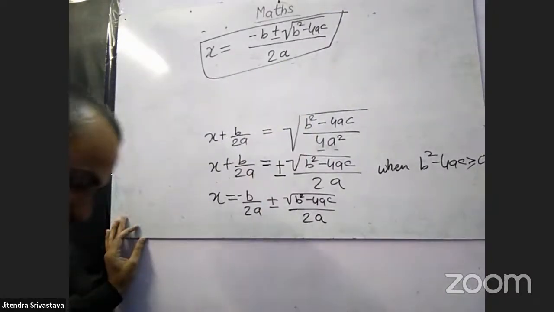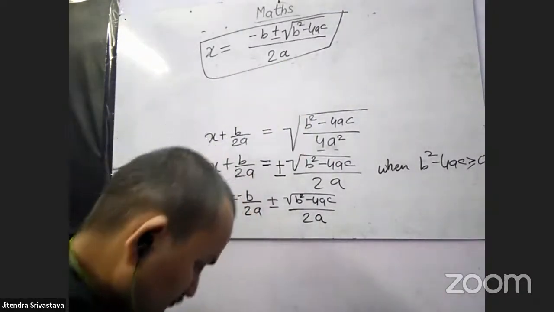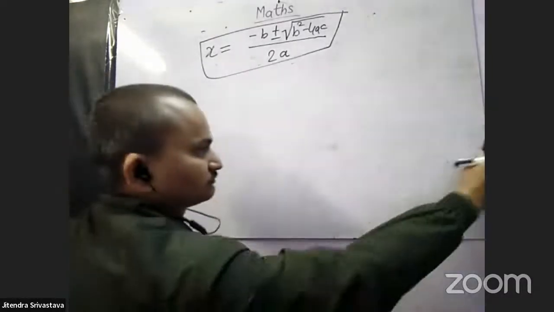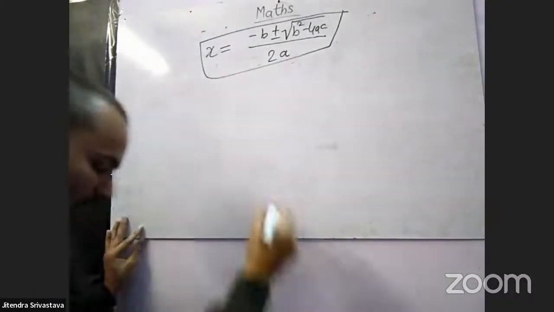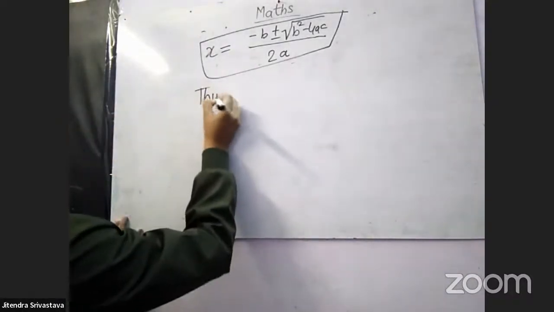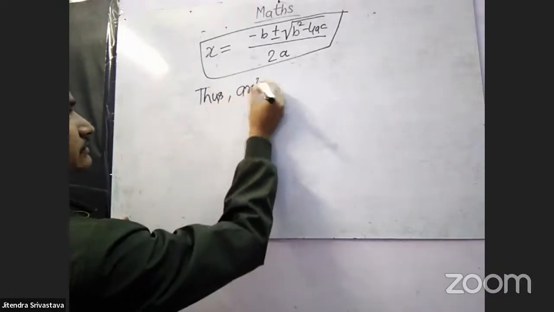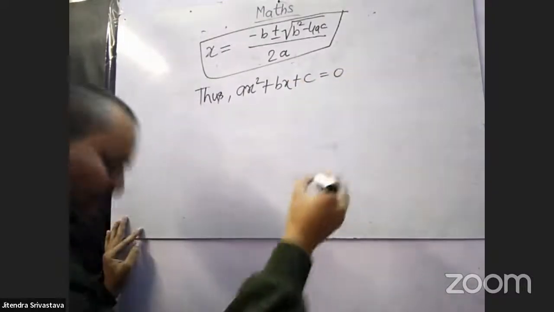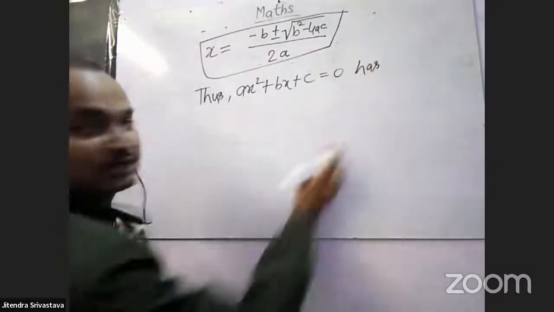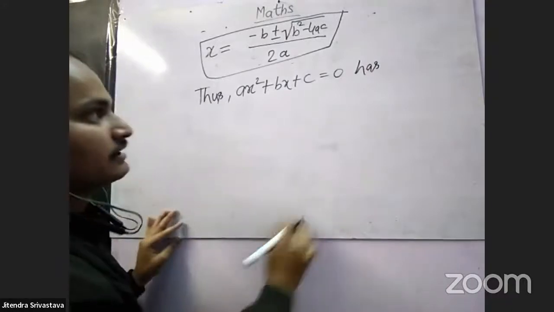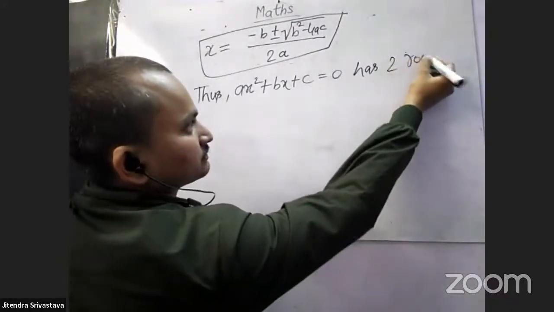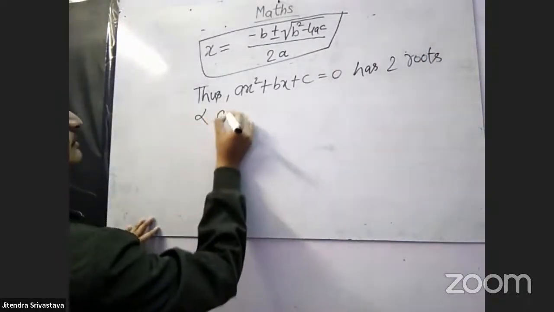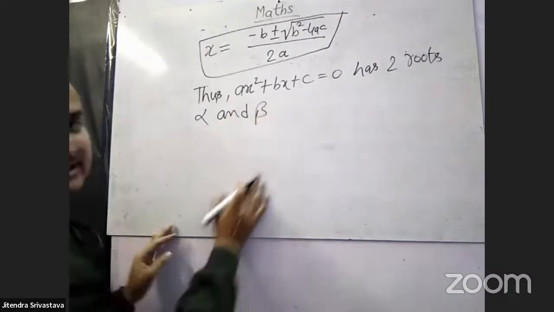Now what we'll do, the quadratic equation ax square plus bx plus c equals 0 has two roots. Every quadratic equation has two roots. We have known this has two roots. So what we can write here, alpha and beta. We are taking the two roots alpha and beta.